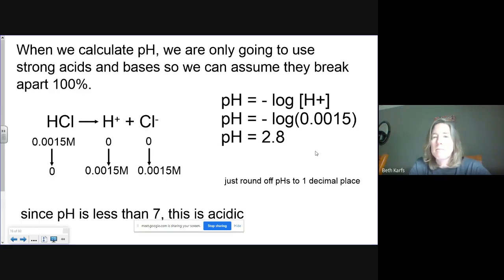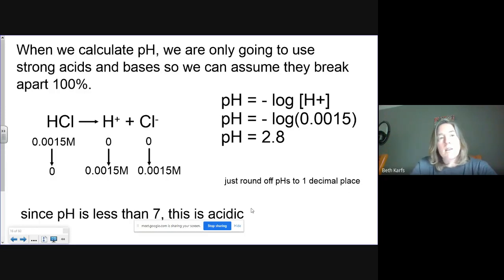So now we can look at this pH, and based on what we did last week, we can decide if it's acidic or basic, depending on the pH. So a pH of 2.8 is less than 7. That makes this acidic. That should seem reasonable. We put an acid in here. It should be acidic. So we're expecting that pH to be something less than 7.